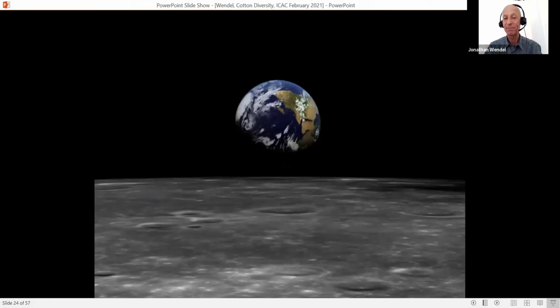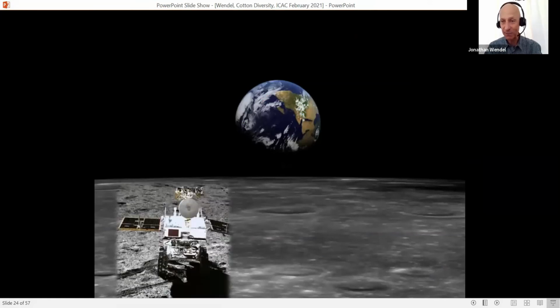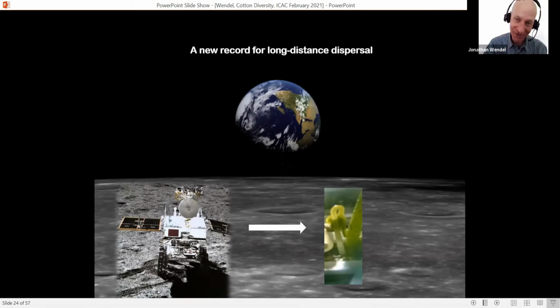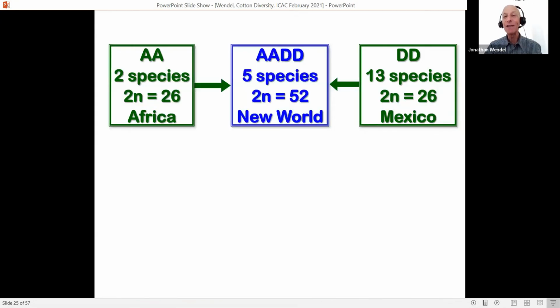It's just amazing. Well, there's a new record for long distance dispersal, and that's because the Chang'e 4 lunar module from China landed on the moon in 2019, robotically did a tissue culture experiment, and the very first plant ever grown on the moon turns out to be cotton. So I think cotton will hold the record for long distance dispersal for a very, very long time, certainly in our lifetimes. Okay, so back to this story of the origin of the New World allotetraploid cottons.